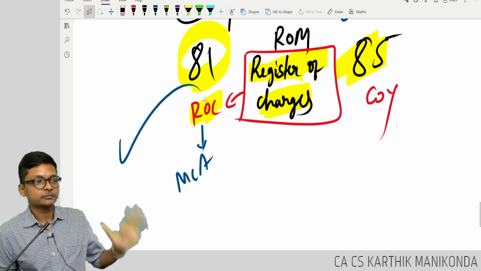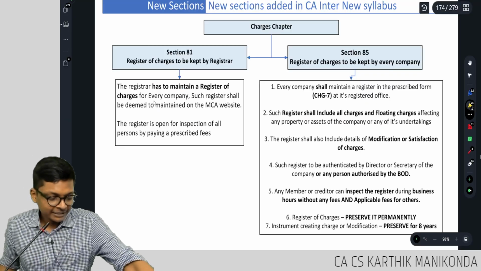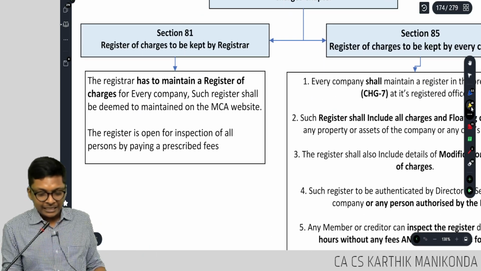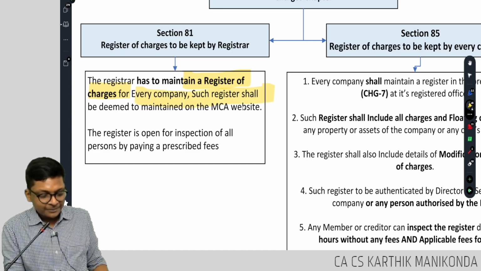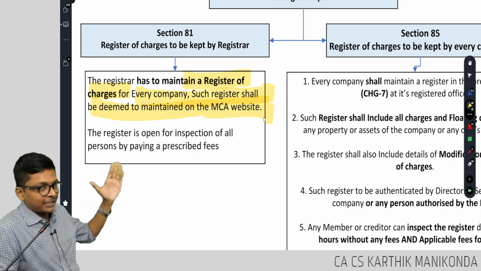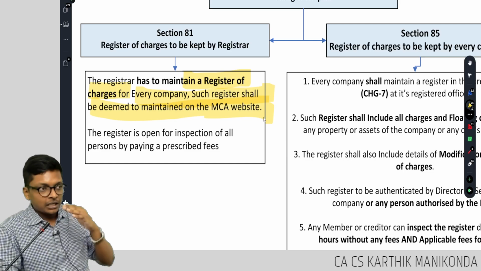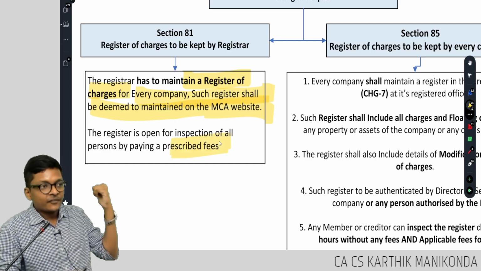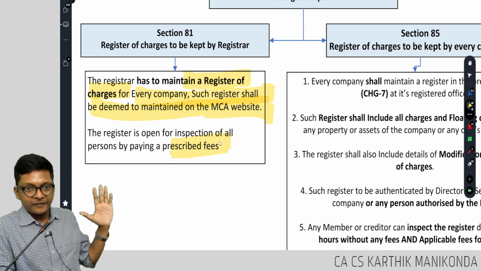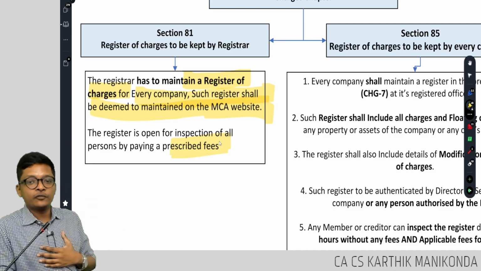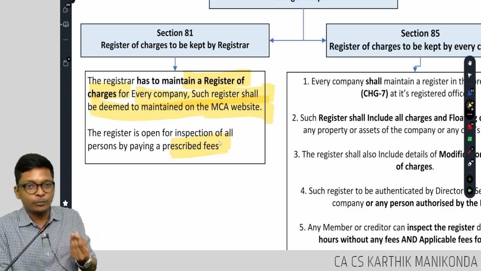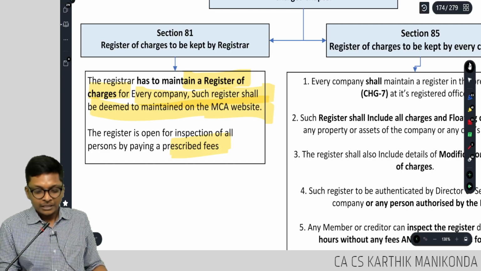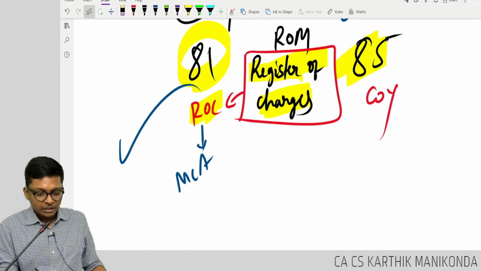81 tells, super, enough. So look at 81. Section over. The registrar has to maintain a register of charges. Every such company's register is deemed to be maintained on the MCA website. The website is the register of charges. If you want data, anybody can get the data by paying a fee. Are you following, guys? Clear? Difficult or easier? Nothing great. Okay, fine. Same way, 85 is for the company.